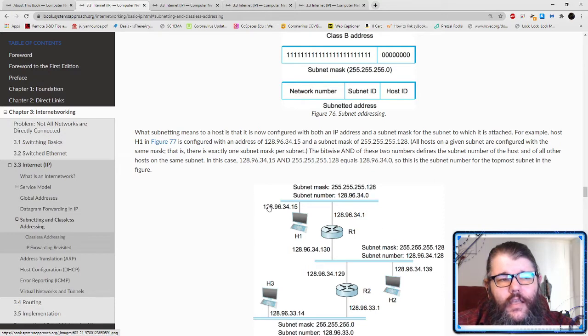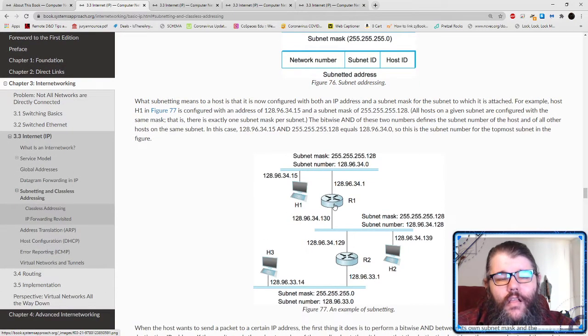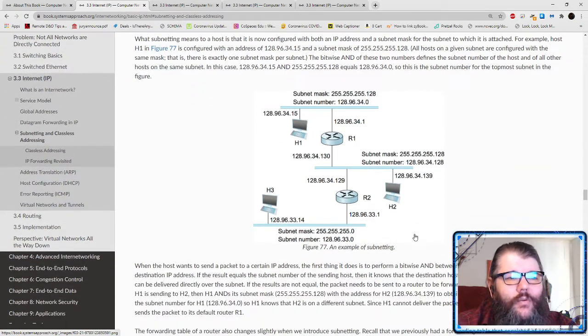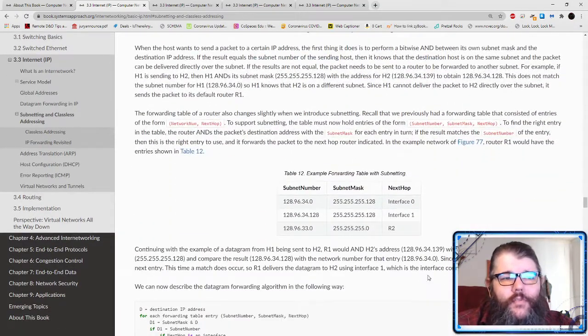So for any address that I get, I can run the mask over it, and if it matches, I know it's on the same subnet. If it doesn't, then I know it belongs to a different subnet. Routers can use this to figure out which interface to push things over, and what they might need to do at a lower level. So you can see here, if host 3, well, let's look at the routing table. That might be helpful too.